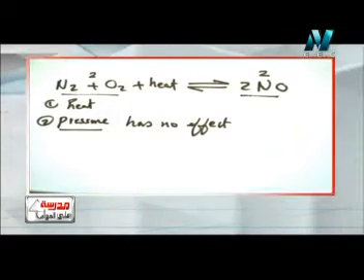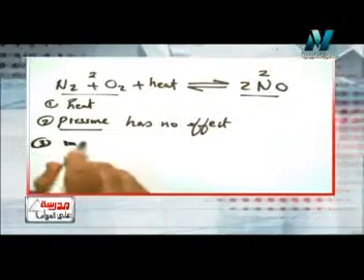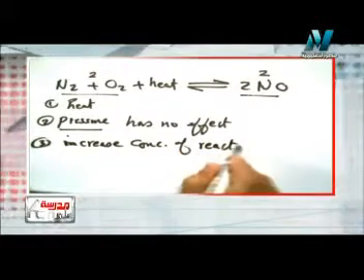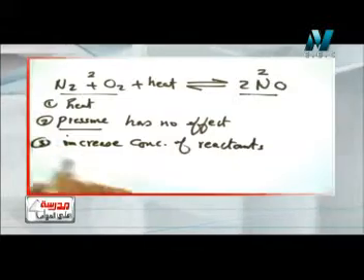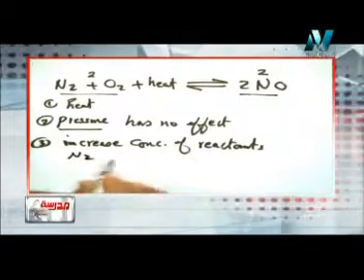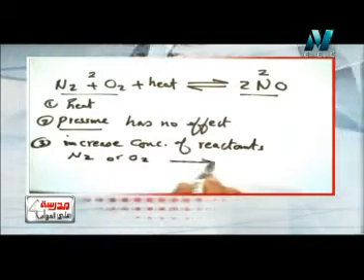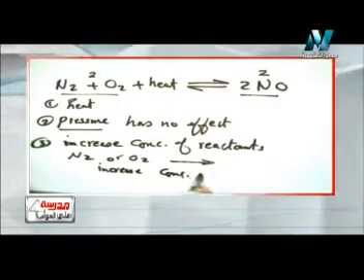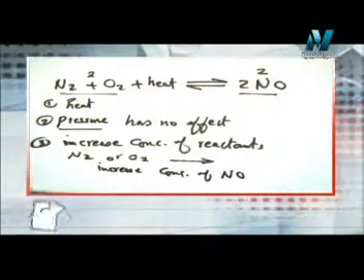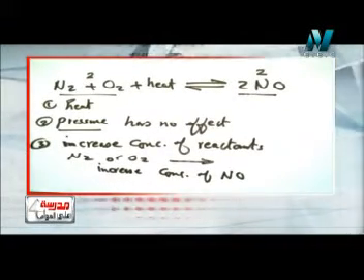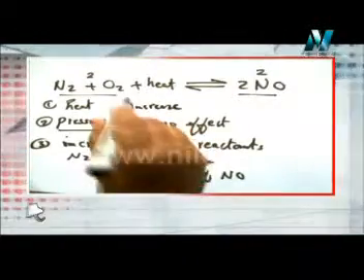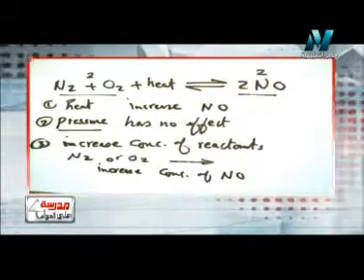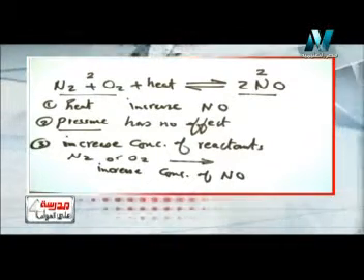Number three, the effect of increasing the concentration of reactants, meaning increasing the concentration of nitrogen or oxygen. The reaction will shift forward, meaning the concentration of nitric oxide increases. So to answer these questions: increasing the heat will increase the concentration of NO. Increasing or decreasing the pressure has no effect. Increasing the concentration of reactants will increase the concentration of products.